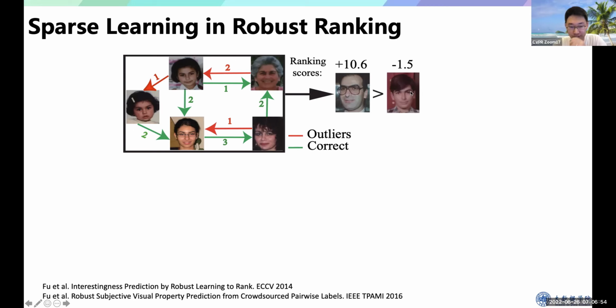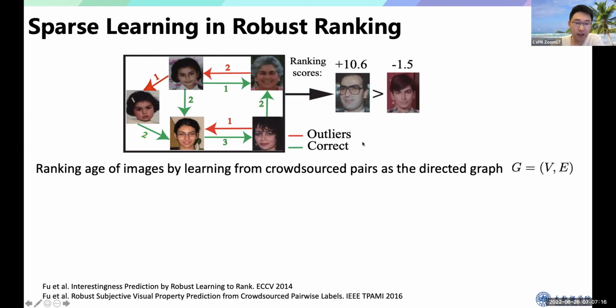two photos. For example, this edge means that two persons think the person in this image is older than the person in this image. Obviously, this is outlier voting. And by using this cross-sourcing path, we construct a directed graph.